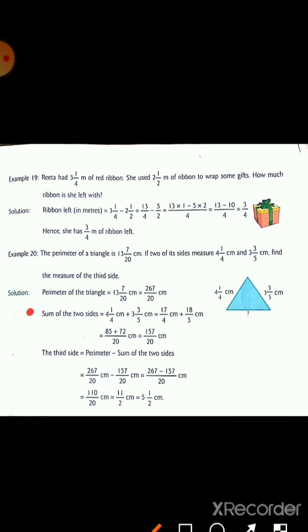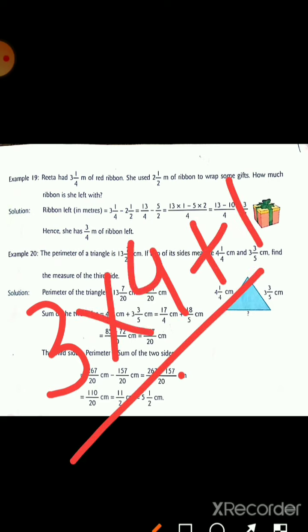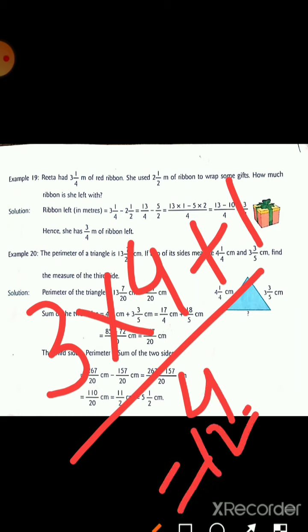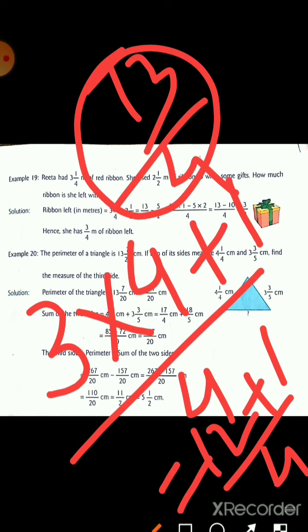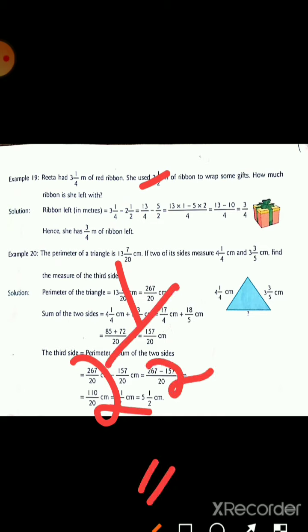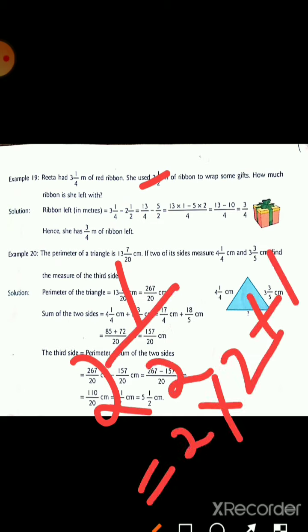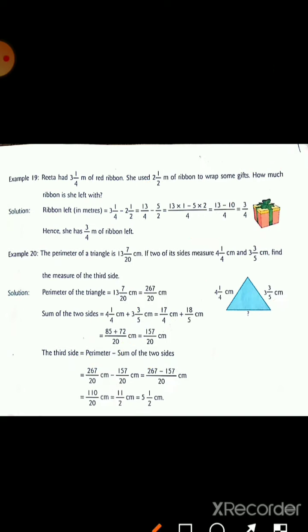We have to multiply the whole number by the denominator and add the numerator, here with 4. So 3 4s are 12 plus 1/4, that is equal to 13/4. So that 13/4 is written here. Similarly for 2 1/2, it becomes 2 2s are 4, plus 1/2, that is 5/2. So 13 by 4 minus 5 by 2.